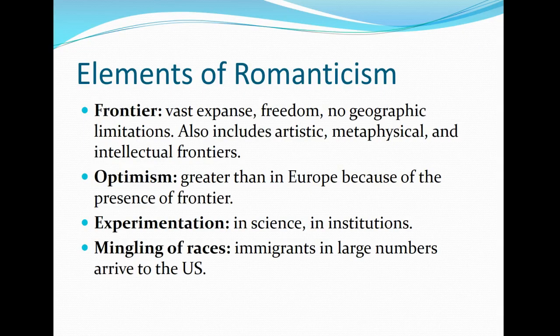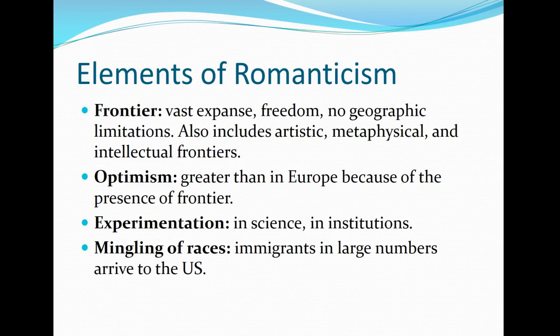So, some elements of Romanticism. We are now faced with a huge American frontier. There is a sense of a vast expanse, that there are no limits, that freedom abounds, and we can go wherever we want to go and do whatever we want to do. And this crosses over into our art, into the metaphysical, and into our intellectual frontiers. There's also a great sense of optimism. We have conquered British rule, and we are now independent and our own. And so we have this sense that anything can happen.